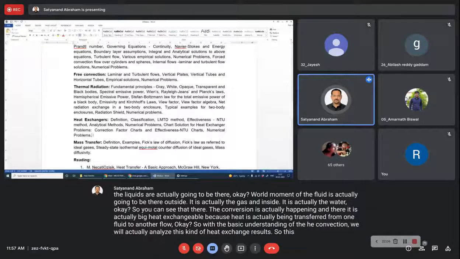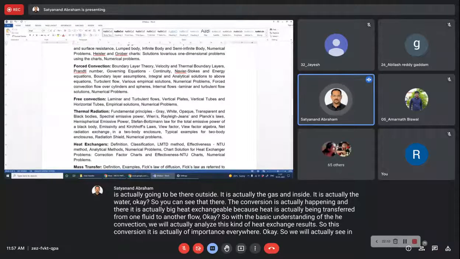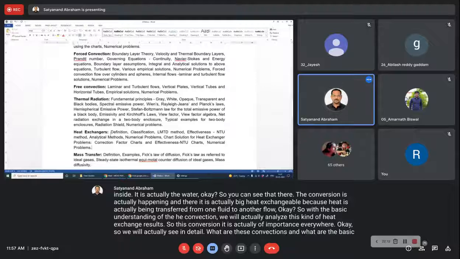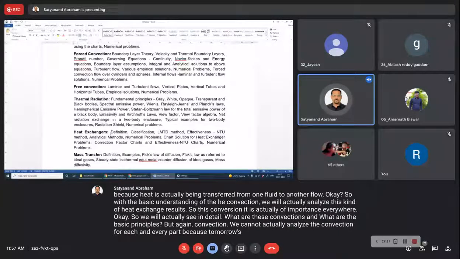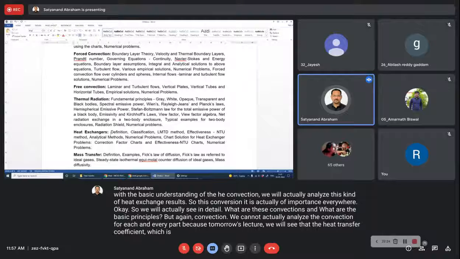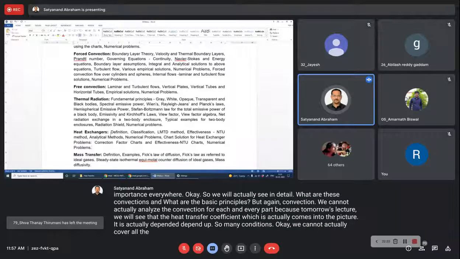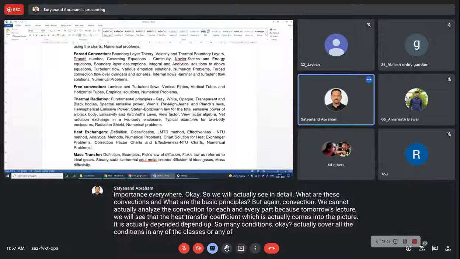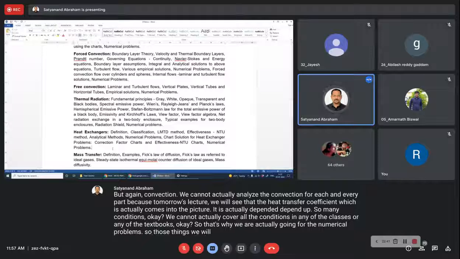So convection is of importance everywhere. We will see in detail what these convections are and what their basic principles are. But we cannot analyze convection for each and every case, because in tomorrow's lecture we will see that the heat transfer coefficient depends upon so many conditions. We cannot cover all the conditions in any class or textbook, so that's why we go for numerical problems. Those things we will see tomorrow. Therefore, convection is of very immense importance.